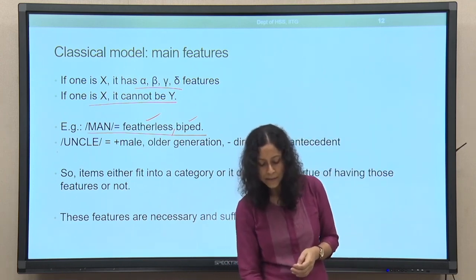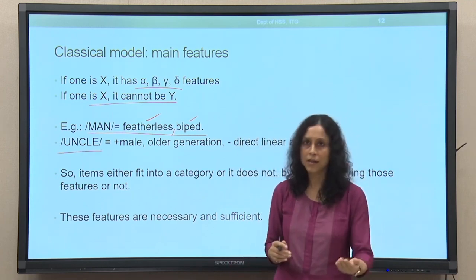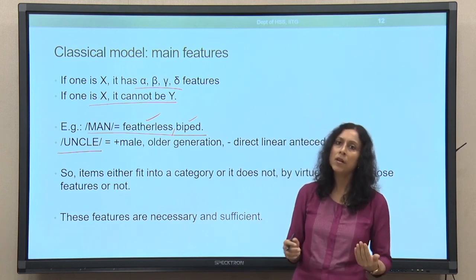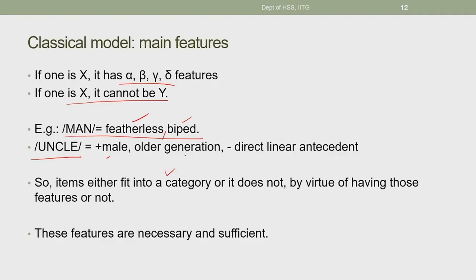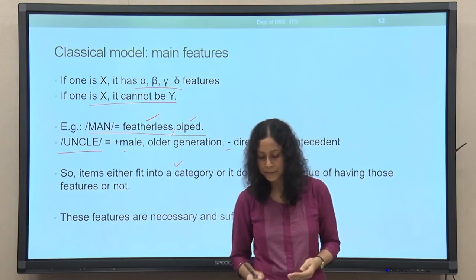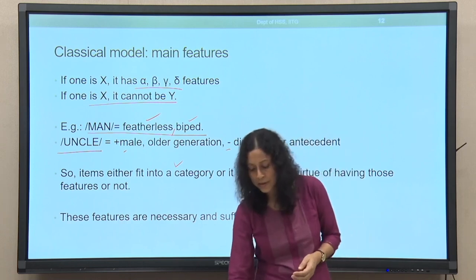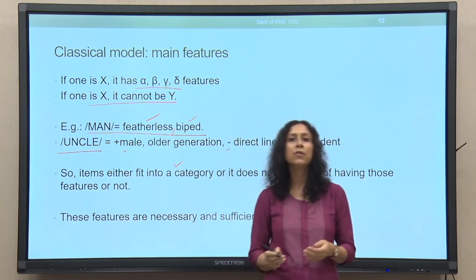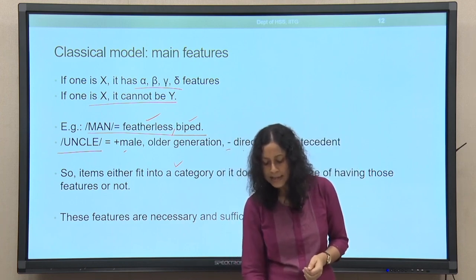So, similarly, if there is a word like uncle, it is not any particular uncle, it is a category of people who qualify to be plus male, of older generation, of the person who is speaking, and of course, minus direct linear descendant. If it is a plus linear descendant, it will be the father. So, it is a non-linear antecedent, not descendant, antecedent. So, somebody who is genealogically who has come before you. So, these are the features.